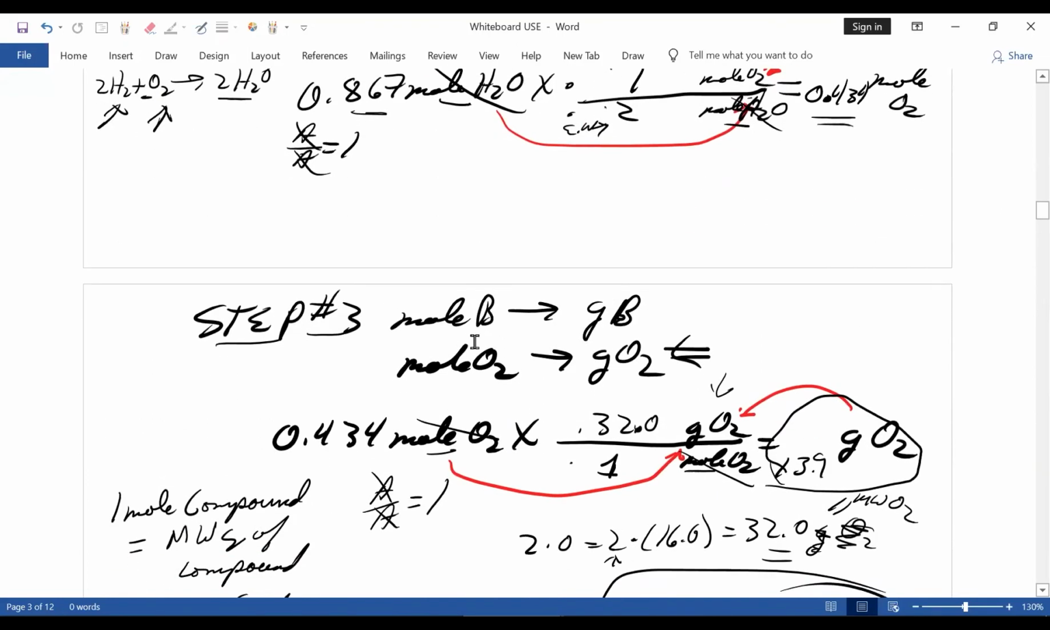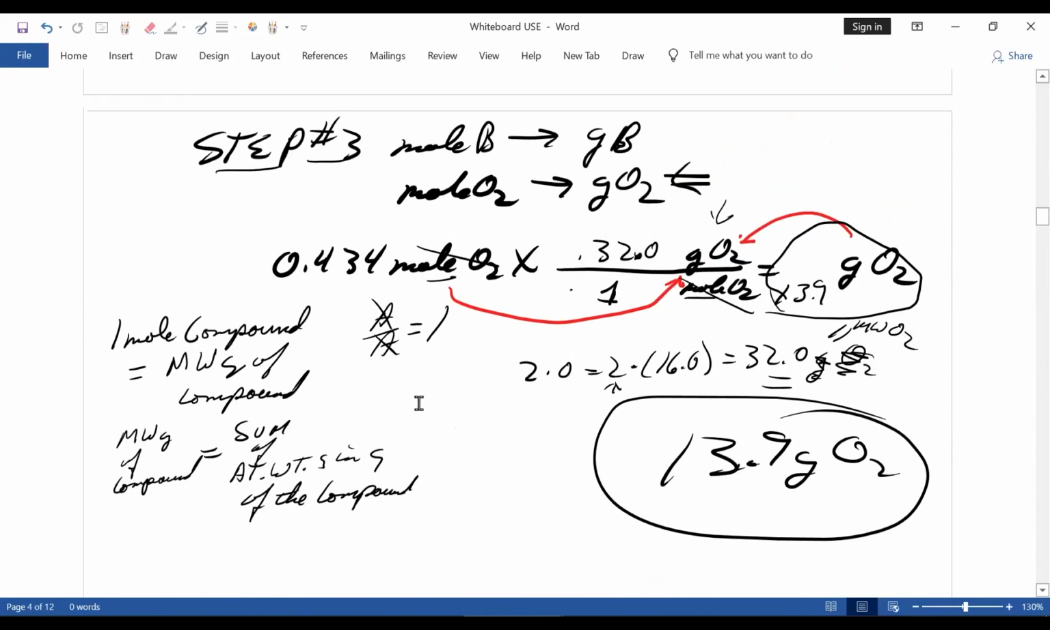And finally, I now have moles of oxygen. I want to go to grams of oxygen. I use that 1 mole of a compound equals the molecular weight, and the molecular weight is the sum of atomic weights. We've done this before, and this is the answer.